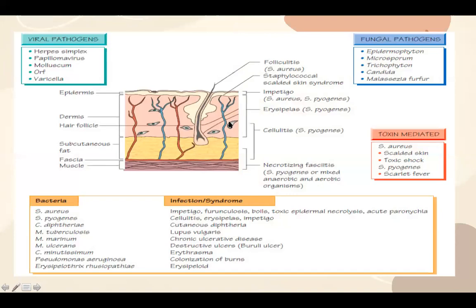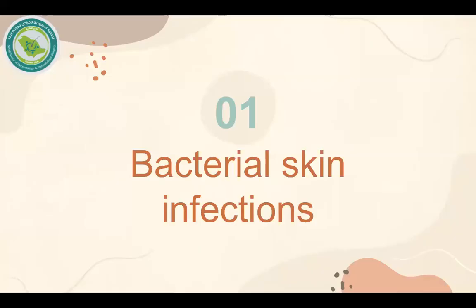In order to understand the common skin infections, we have to know the anatomy of the skin in order to know which part the organism or its toxin will target. And therefore, you're going to have a better understanding of the clinical presentation of each infection. So we're going to be starting with bacterial skin infections.